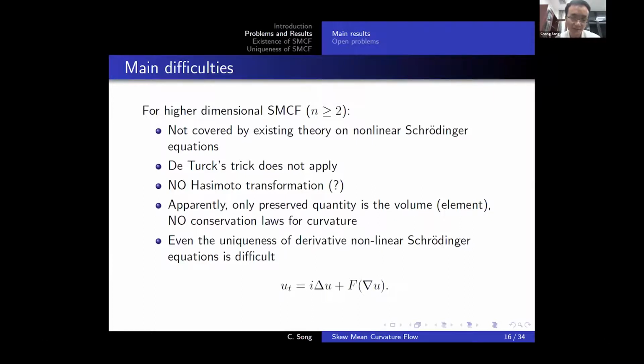I don't believe personally it's integrable. Apparently the only preserved quantity is the volume, and I can't find any conservation laws. It's also more difficult to prove the uniqueness, because for a nonlinear Schrodinger equation of this form, which is much simpler, the uniqueness is also very difficult, and the existing results always require very restrictive structures. Okay, next.